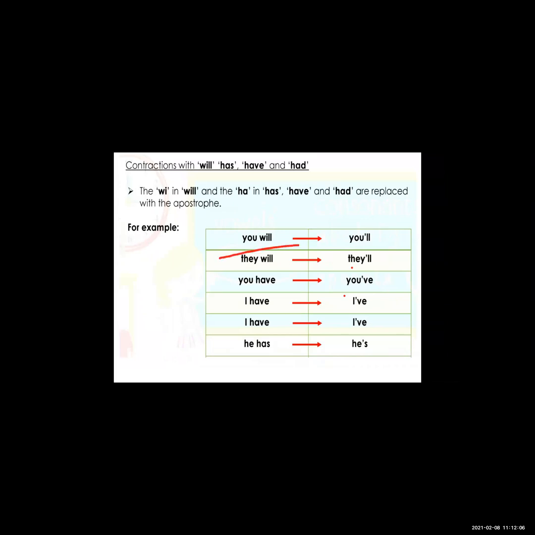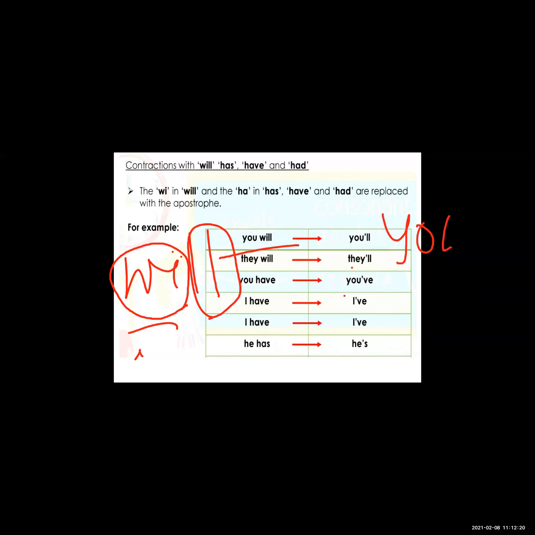See, you will. Here there is a will. So which part will we replace? That WI will be replaced with the apostrophe, and what will remain? Only double L will remain. So how will we write the contraction? You, apostrophe, and double L. Okay, you'll. Now see, the next one is they will. Here also we are going to replace that WI with an apostrophe.